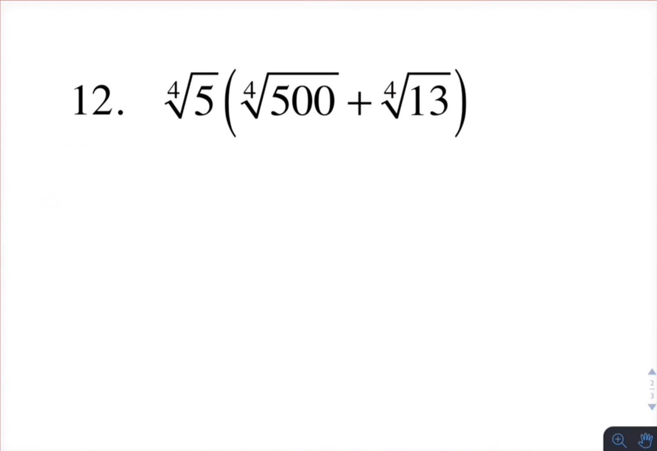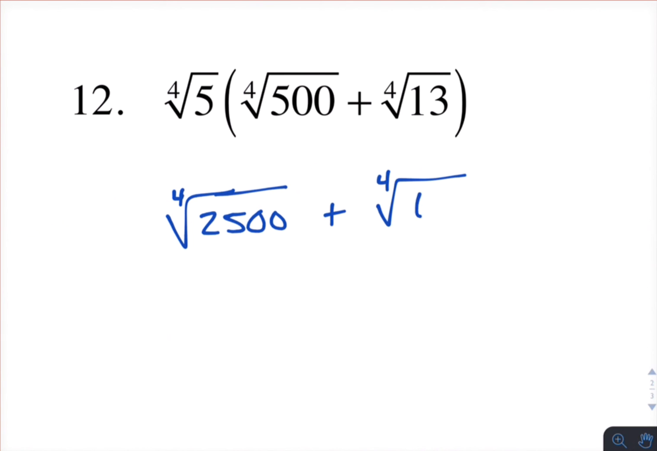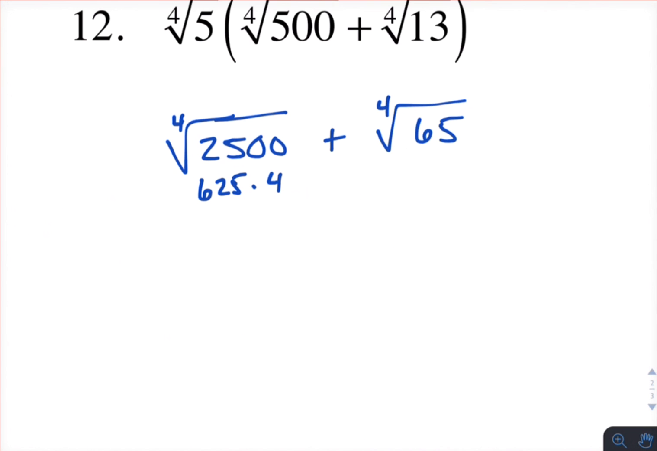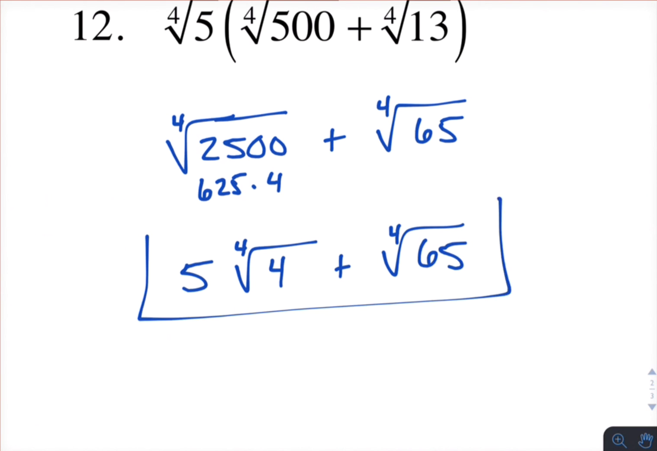And then finally here, we can distribute this. So this is the 4th root of 2500 plus the 4th root of 65. 2500 is 625 times 4, and we can take the 4th root of 625. It's 5. So we have 5 4th root of 4 plus 4th root of 65. And I can't do anything more with that, so it is complete. And there you have it for higher index radicals.